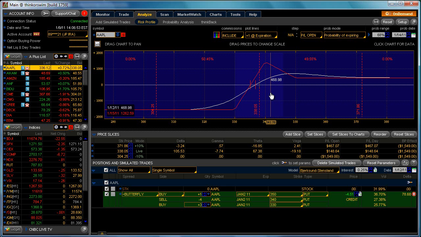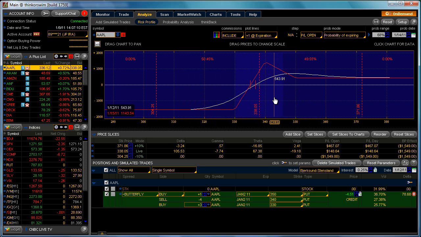So a 1-to-1, you risked 451 or 1559. No, wait a minute, I'm sorry. You risk 1559 and you're going to get a 30% return if it falls in around this range.